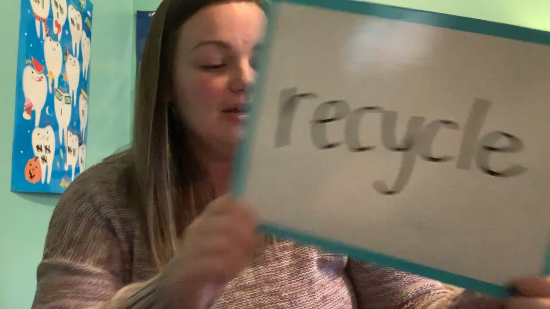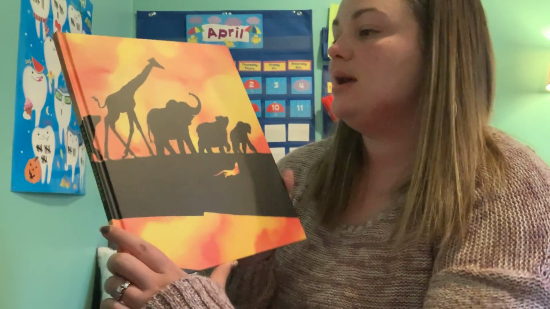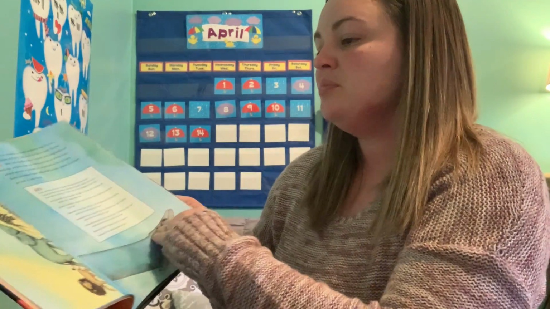So in science, we have been talking about recycling. Remember this word? Recycle? So yesterday you answered some questions on Flipgrid for me about why we need to keep the land, air, and water clean. You guys had some really great ideas. So I wanted to show you one of my books. This book is kind of long. We're not going to read all of it, but I just wanted you to think about why, for some of these animals, it's important to have clean air, land, and water. So we're just going to look at a couple of the pictures. We're not really going to read it.